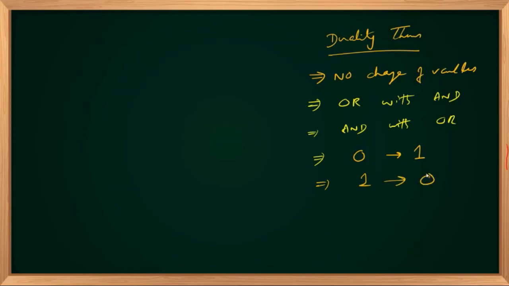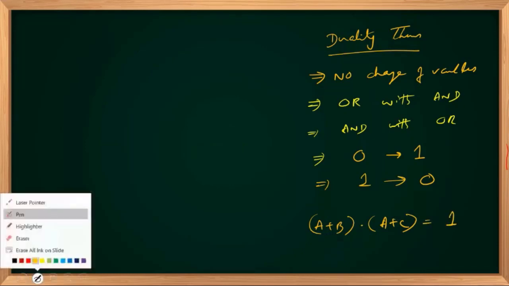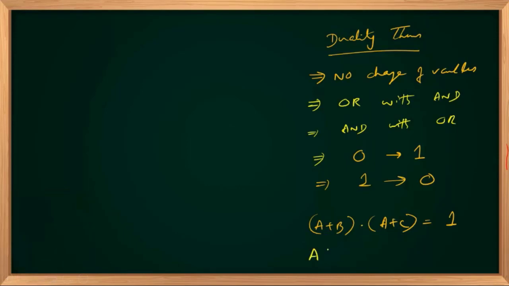For example, if you are given that (a + b)·(a + c) = 1, its dual expression is very simple. Variables: no change. AND sign to OR sign, OR sign to AND sign, no change for variables, no change for equality. On the right hand side we have a logic 1, we should replace it with a logic 0.